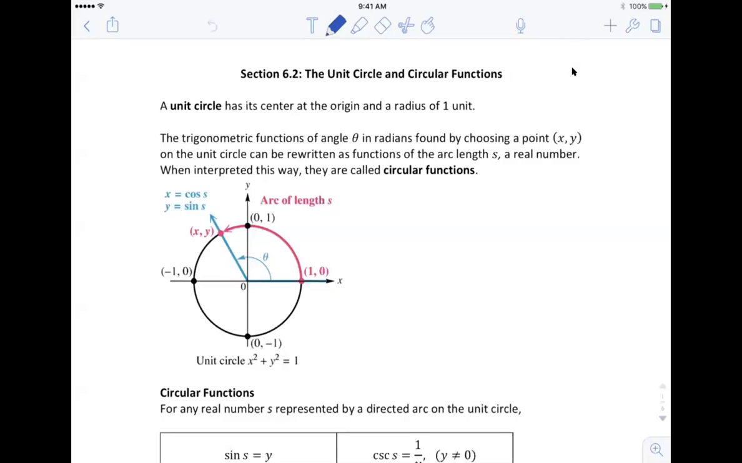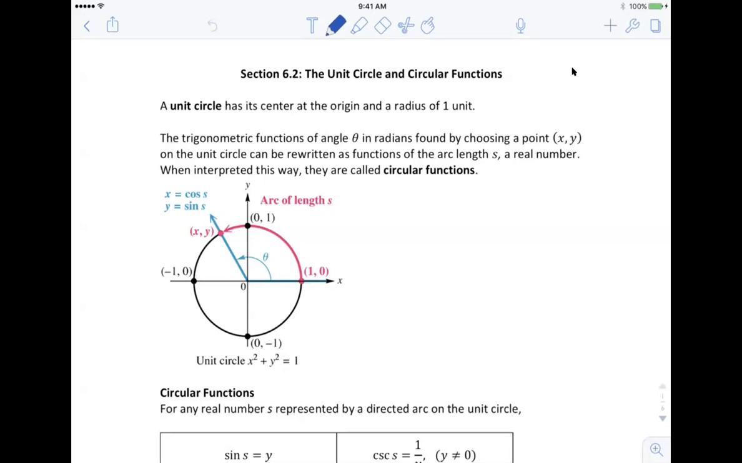Hey everyone, let's jump right into 6.2, which is on the unit circle and circular functions. So when you hear that term unit circle, it's really just a circle that has a radius of 1 unit centered at the origin. So there's a picture of it. And that circle has a lot of key features that relate to trigonometry.